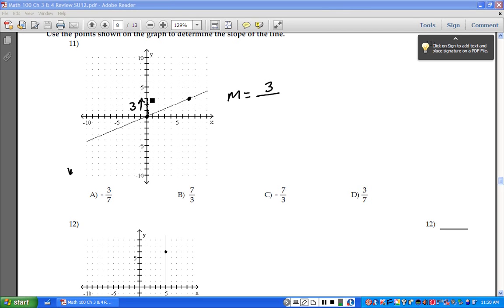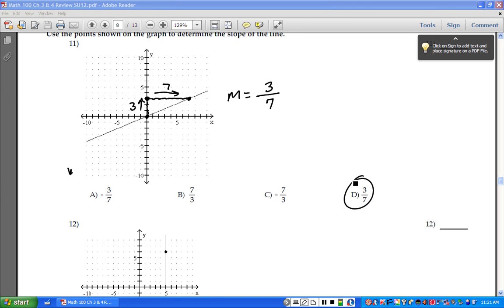And then from here, we go over 1, 2, 3, 4, 5, 6, 7. So we went up 3, then we went over 7. So we went right 7. And because we went right 7, it's a positive 7. Alright, so for number 11, your answer should be 3 over 7, which is D.